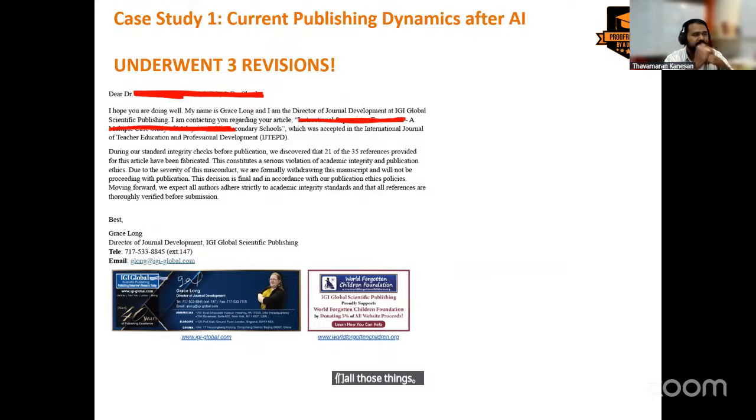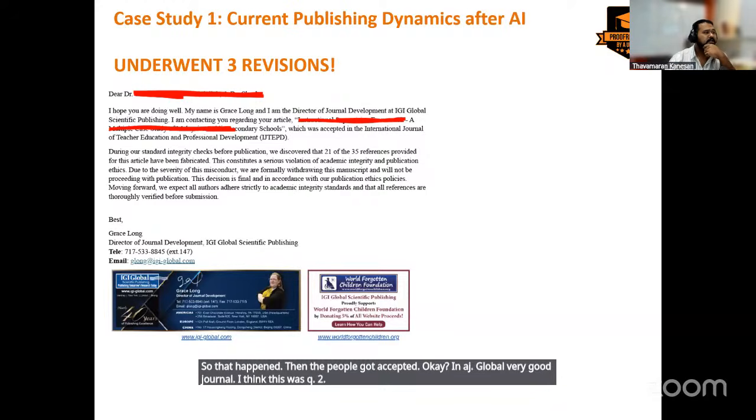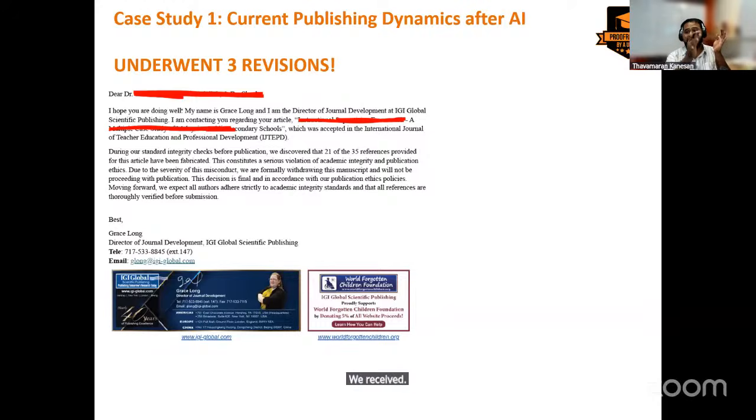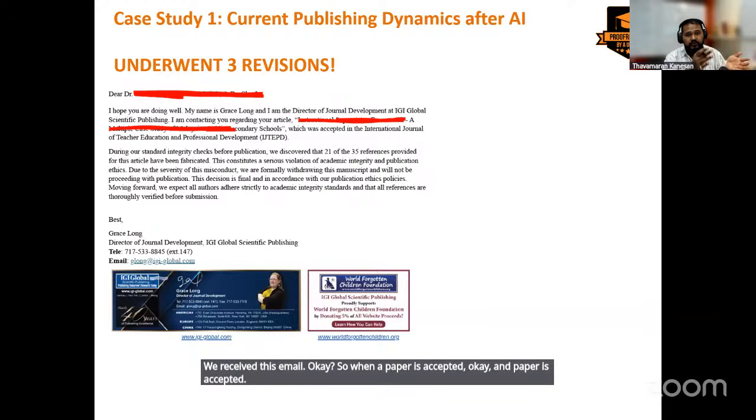So that happened. Then the paper got accepted in IGI Global, a very good journal. I think this was Scopus Q2, if I'm not mistaken. Then right after that, we received this email. When a paper is accepted, it goes through a typesetting process and a copy editing process. This happened towards the end of last year or the beginning of this year, I think.